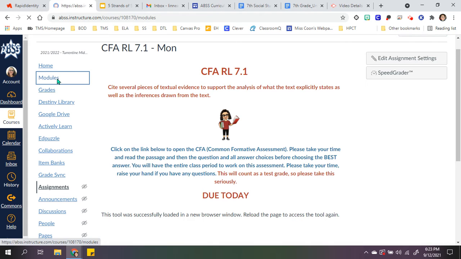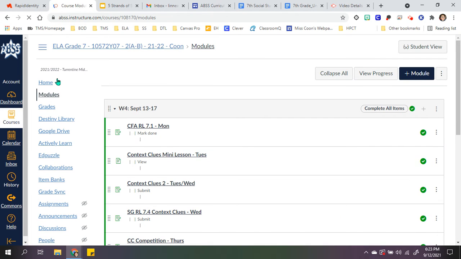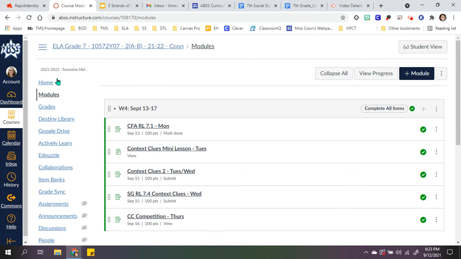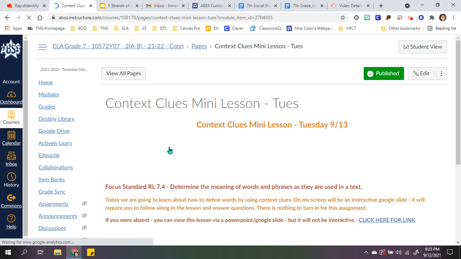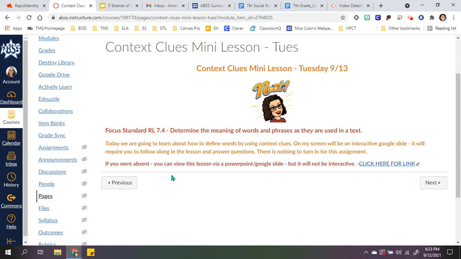On Tuesday, we're moving on from that. I will look at the data and we will go back and visit it as we need to throughout the year. But Tuesday, we're going to move on to context clues. So the very first thing we're going to be doing on Tuesday is we are going to just be having a mini lesson about it. Okay, so the rest of the week we are focusing on determine the meaning of words and phrases as they are used in a text. Okay. Today, so on Tuesday, we're going to learn how to define the words by using context clues.